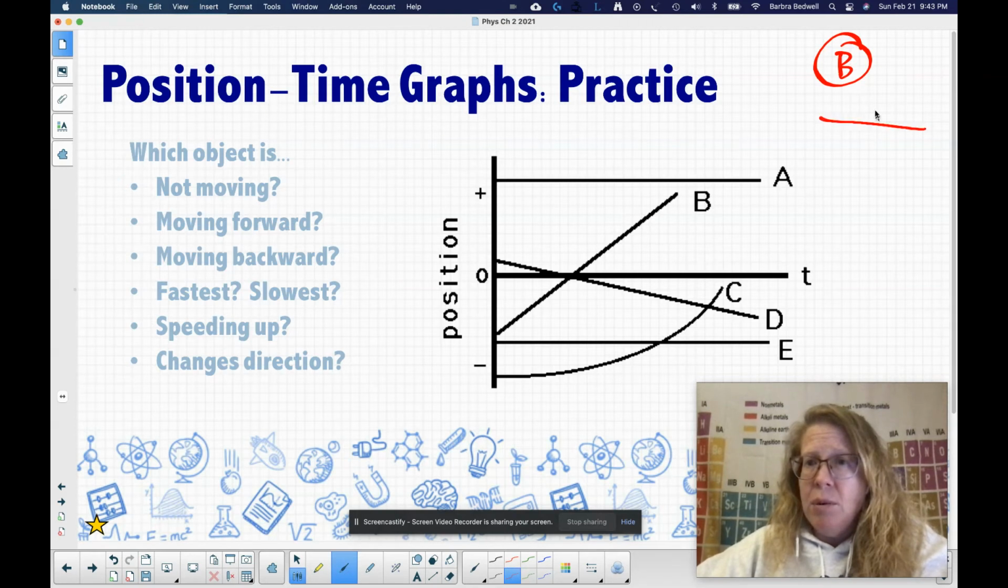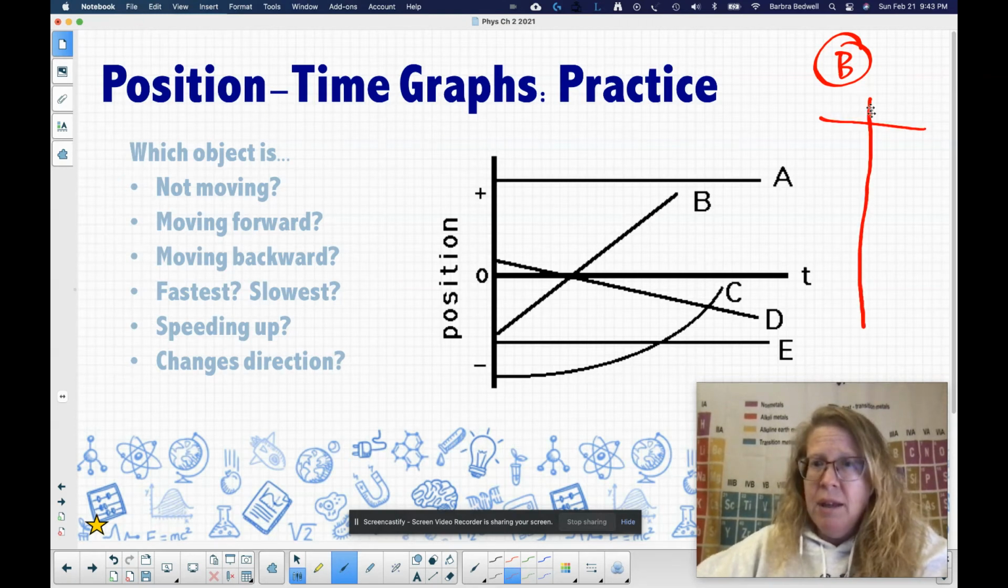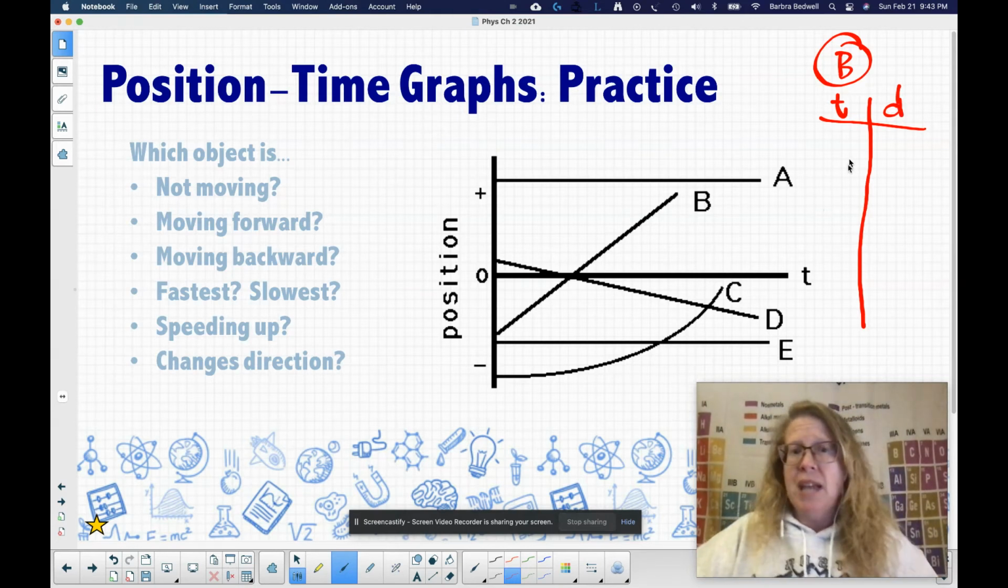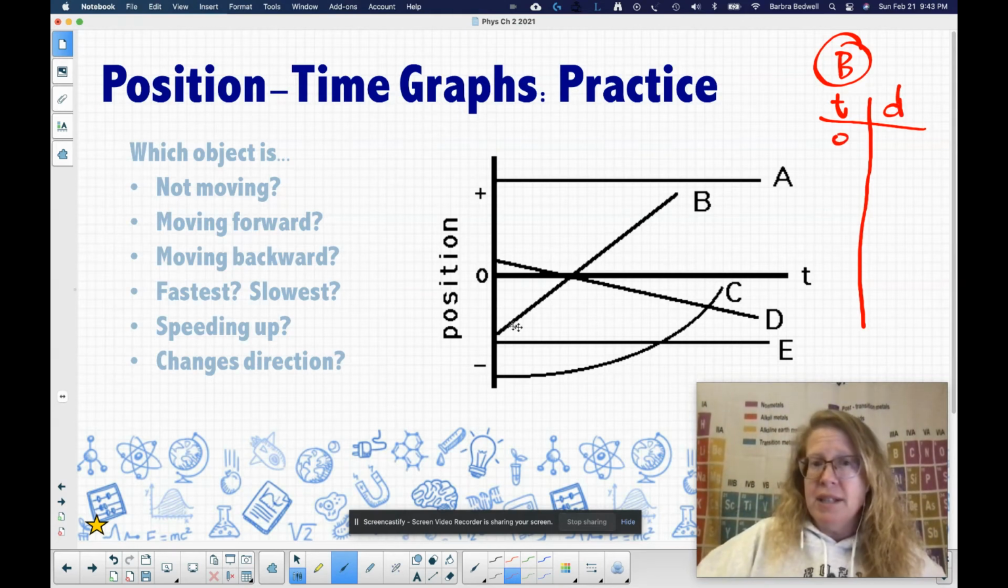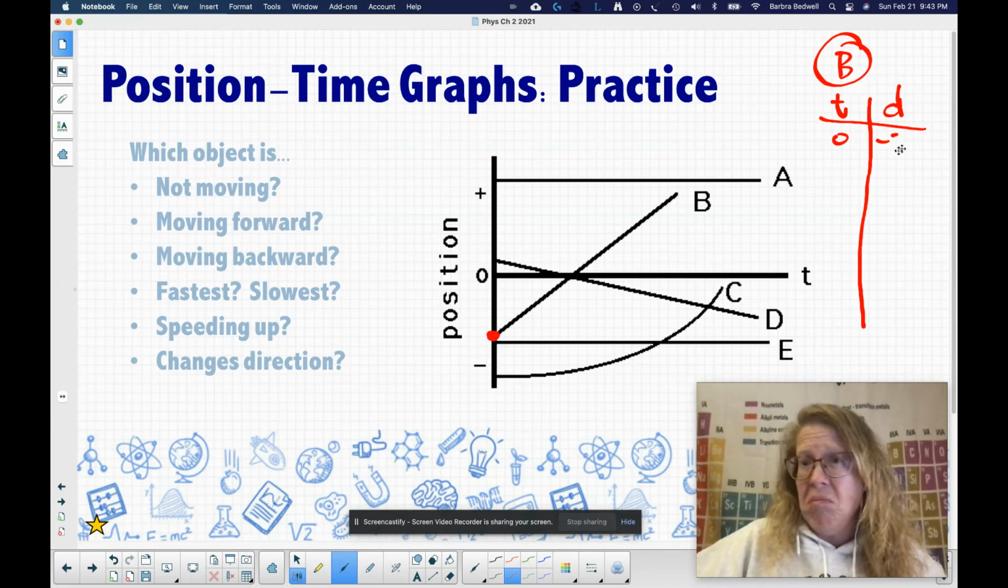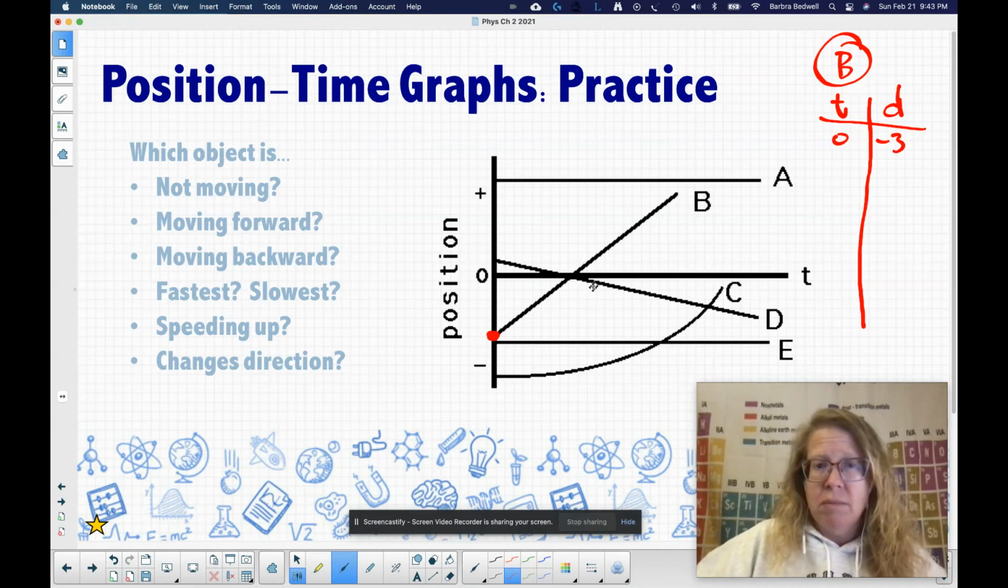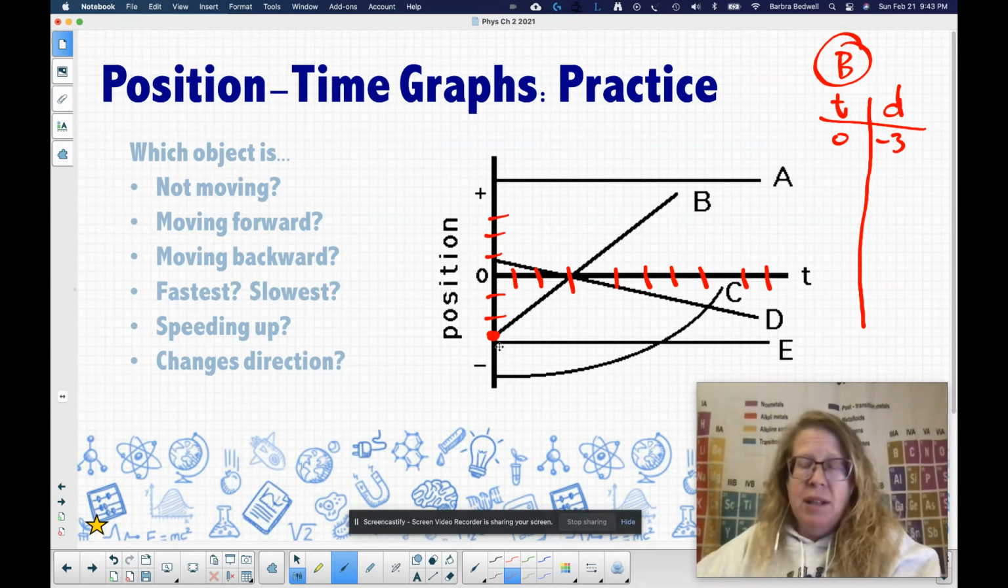Okay, so we're talking about individual B, we're talking about time, and we're talking about displacement or position. So at time equals 0, where is this individual? Well, this individual here is at, what do we want to call that? -3. Sounds good. And then we can make some kind of fake timelines here, 1, 2, 3, there we go. So now we have kind of a grid. We can read this.